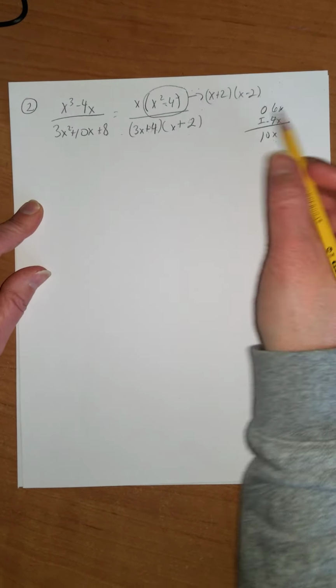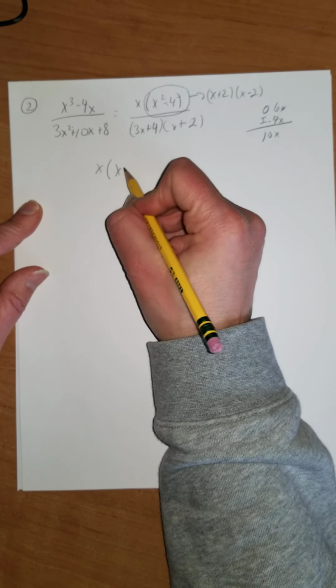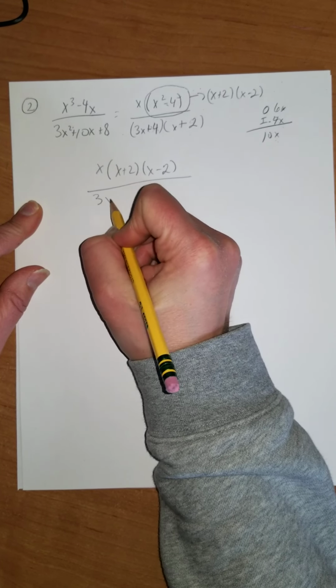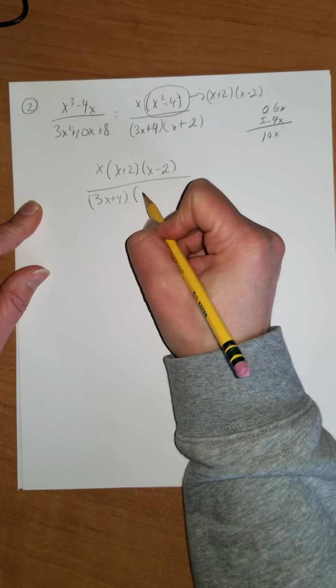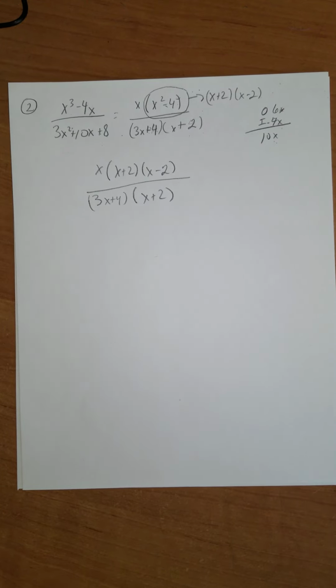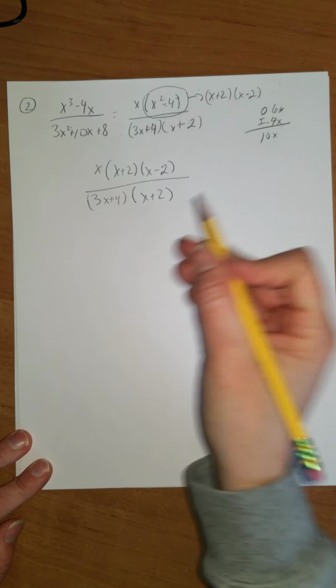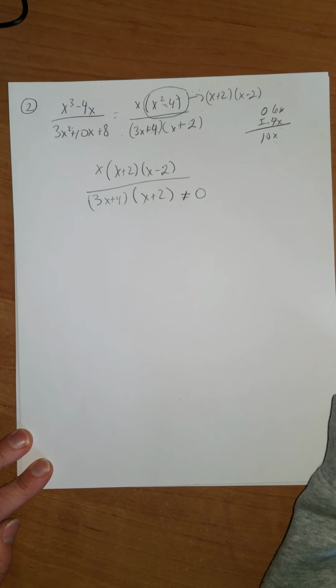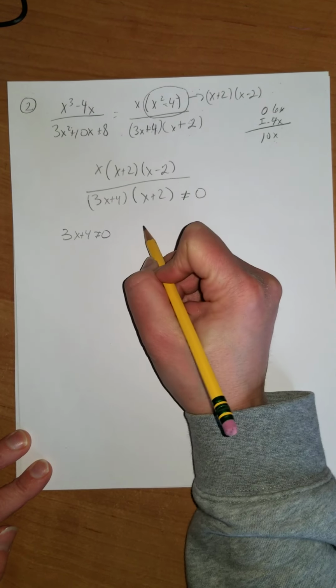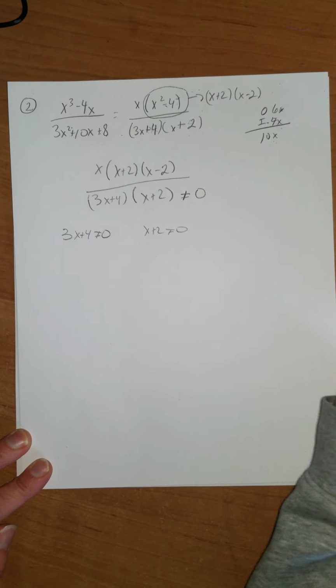So I'm going to rewrite all of this in factored form. It's x times an x plus 2 times an x minus 2 all over, we had a 3x plus 4 and an x plus 2. And some of you might be thinking, okay, does it matter the order? No, it totally doesn't matter the order. So the first thing I want to do is say what x can't be. So remember, your denominator cannot be equal to 0. So that means 3x plus 4 can't be equal to 0, and x plus 2 can't be equal to 0.